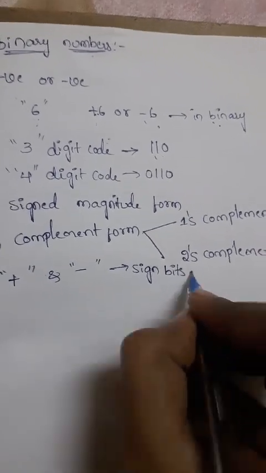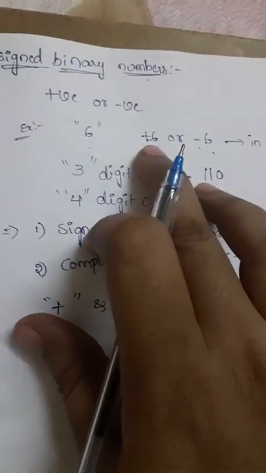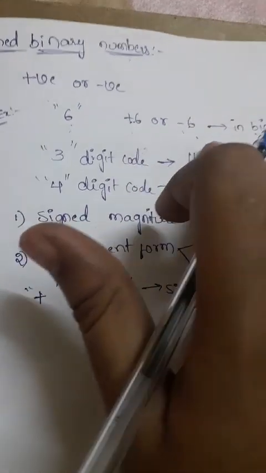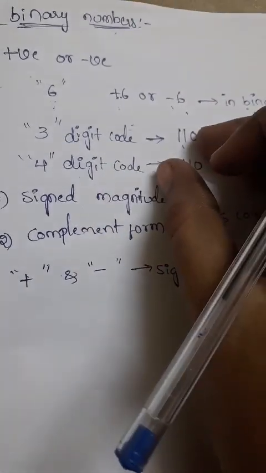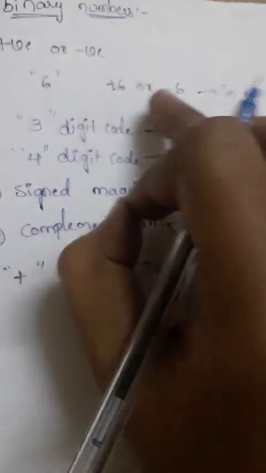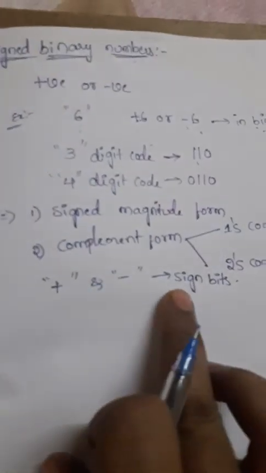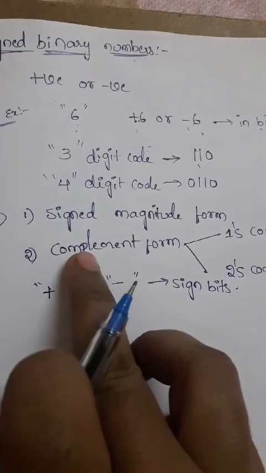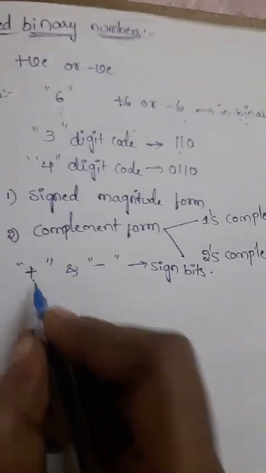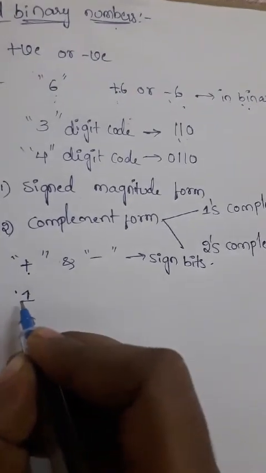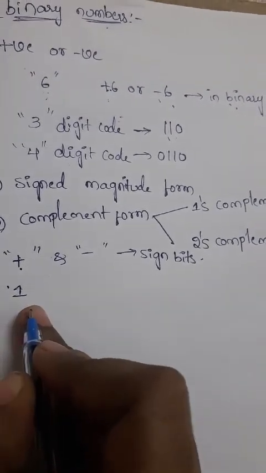Whether the number is plus 6 or minus 6, plus 7 or minus 7, you need to implement the positive or negative number. The plus and minus we call the sign bits, in whatever form. So in these two forms, the positive is represented in binary as 1.